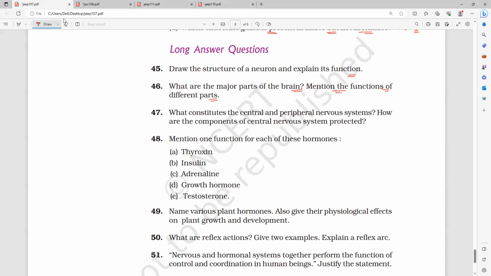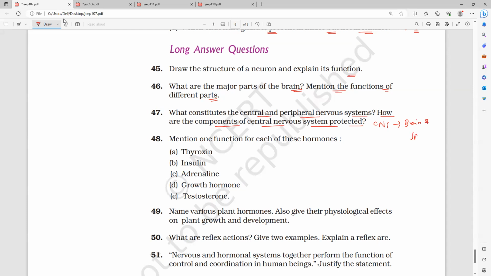So what are the main brain parts? Forebrain, midbrain, and hindbrain. Hindbrain has three parts, so learn those three. Nothing else is required. Next, what constitutes the central and peripheral nervous system? How are the components of the central nervous system protected? Central nervous system means CNS. CNS contains only two. What is that, guys?